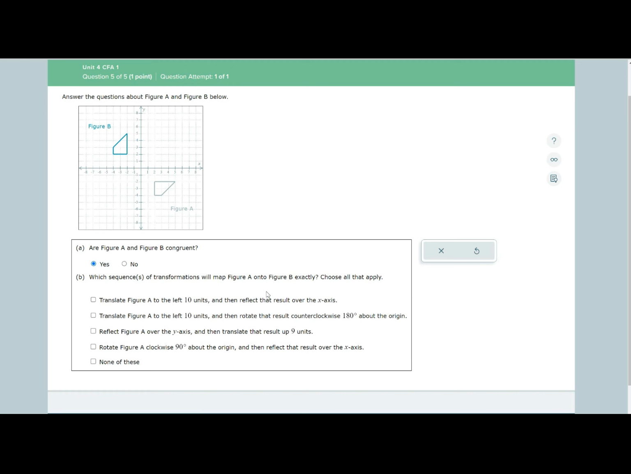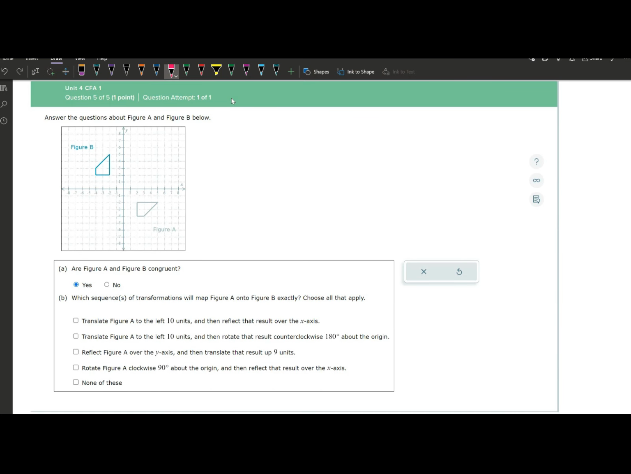So, you know what? I'm going to pause this one right here. I'm going to use the OneNote to draw on this so we can see how it looks. Alright, welcome back. Now I have this problem on the OneNote, so I can write on it. Translate figure A to the left 10 units, and then reflect the result over the x-axis.